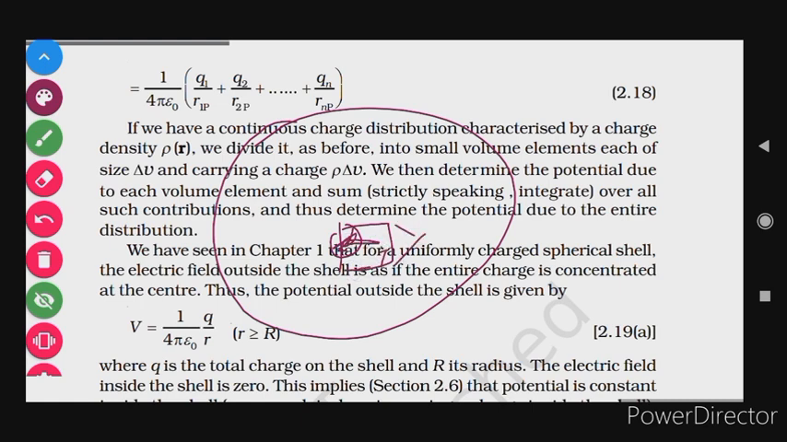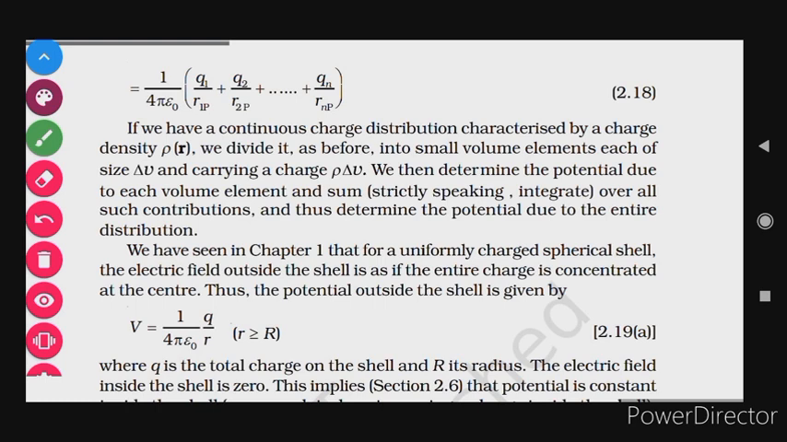We find the potential due to the small cube by treating it as a point charge. And what we're going to do is integrate it over the whole volume, and we'll get the potential due to the whole sphere or whole volume.